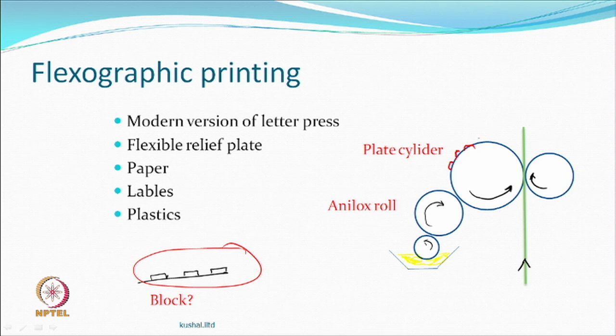So, this is how the paper can move, and here you compress, all right, you compress here, and this pressure and transfer will take place. So, you have an ink which is in some trough, then you have some transfer roller, then there is an anilox roller they call it, which has got small grooves which pick up the ink, and then it gets transferred.